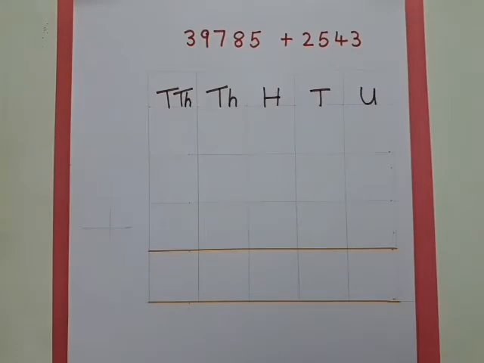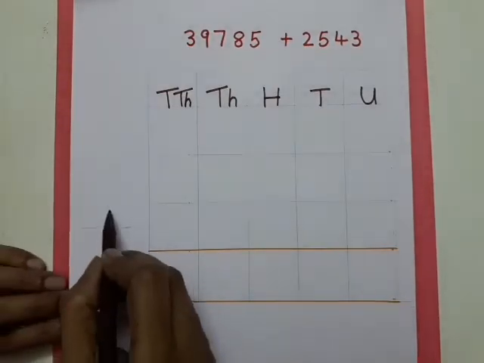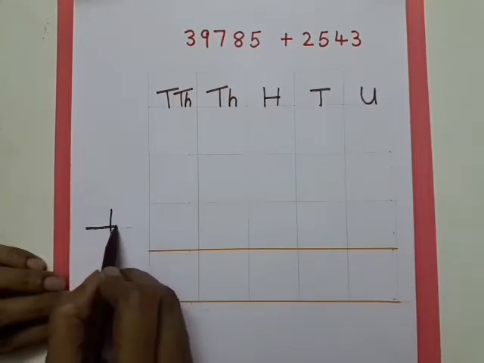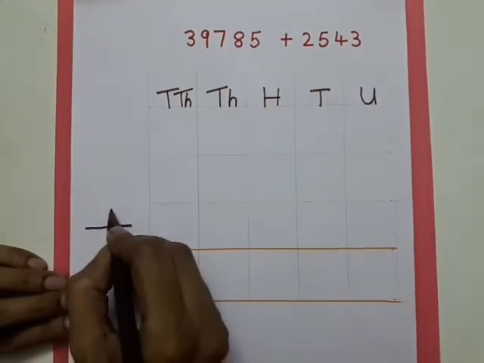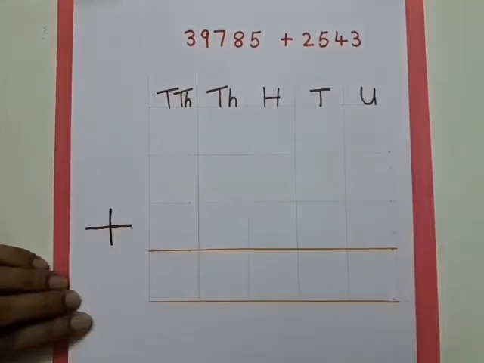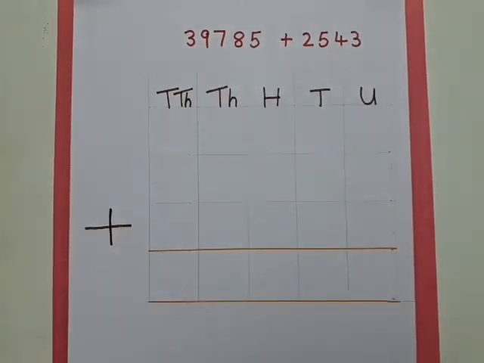Okay, and then we do a plus sign. Okay, and this sign is very important, compulsory. You have to show your plus sign. Now we begin writing our numbers. Now we will begin with our number from the units place.